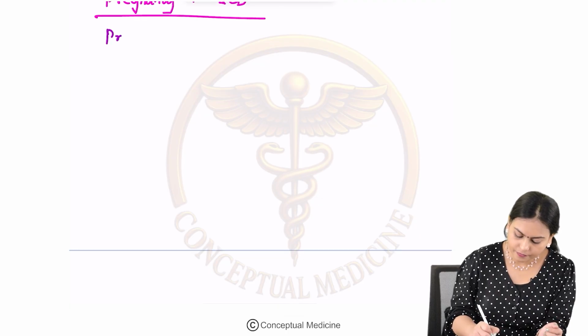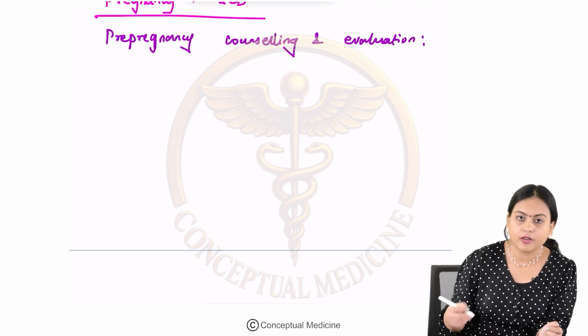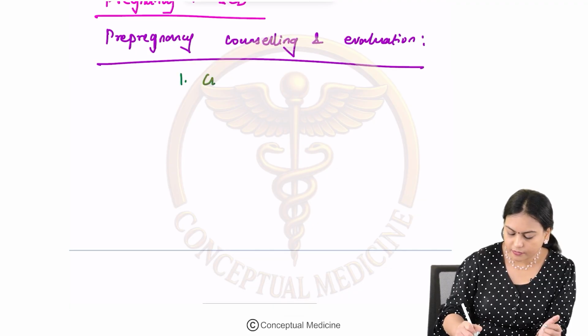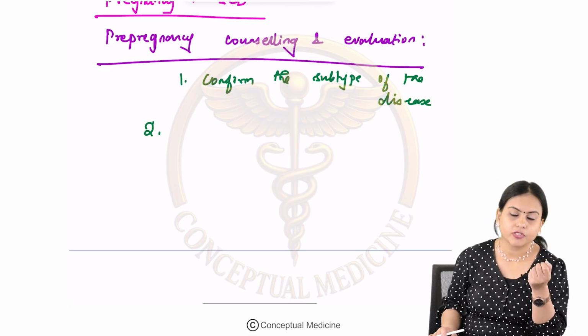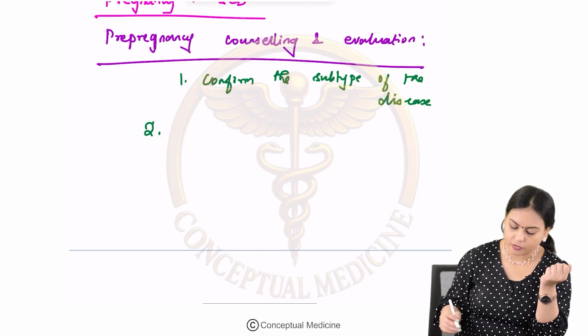So, whenever there is a pregnancy coexisting with sickle cell disease, first a pre-pregnancy evaluation is needed. So, pre-pregnancy counseling and evaluation is needed. First, you have to confirm the subtype of the disease. If she is already taking a set of medications for her sickle cell disease, some of the medications have to be stopped before pregnancy.